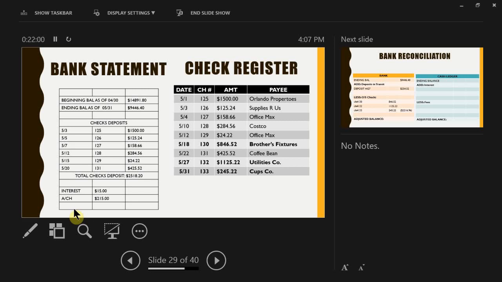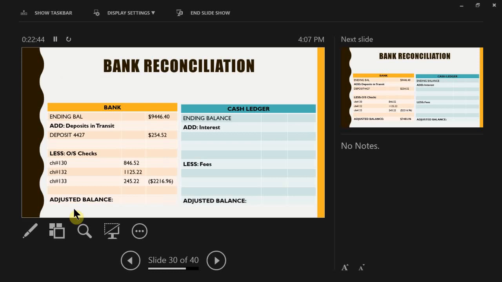So let's go ahead and verify which checks I'm missing. I got 25, 26, 27, 28, 29. Good. I'm missing 130 because the next check I see here is 131, and it ends there. So I know that I'm missing check number 130, check number 132, and check number 133. If I look carefully, that's for $846, $1,000, and then my $245. Those 3 checks haven't cleared yet. So I need to subtract that amount from my bank because those checks will eventually clear.